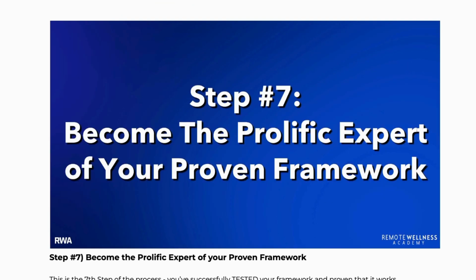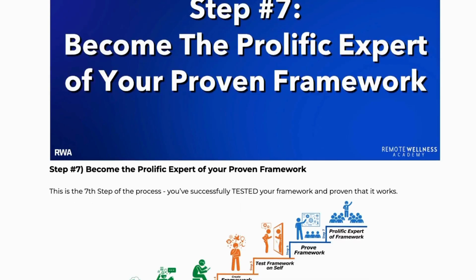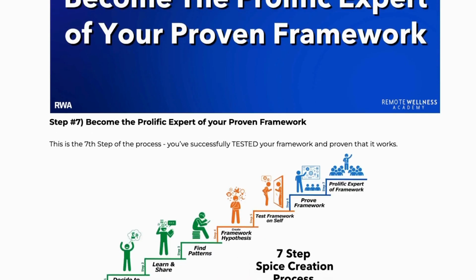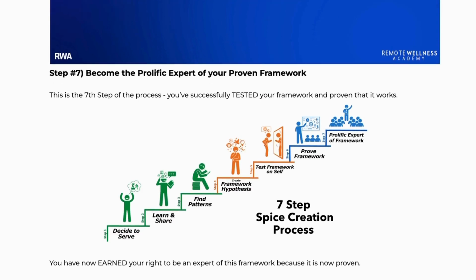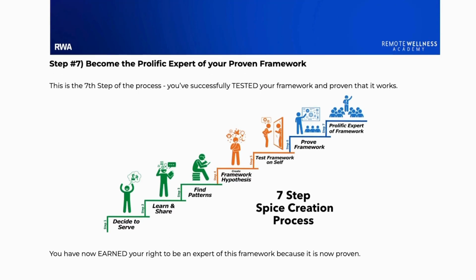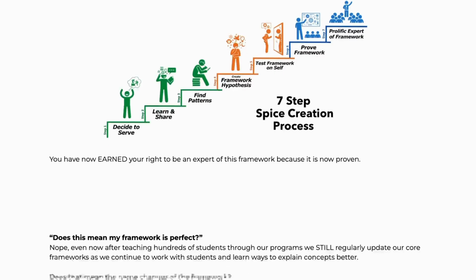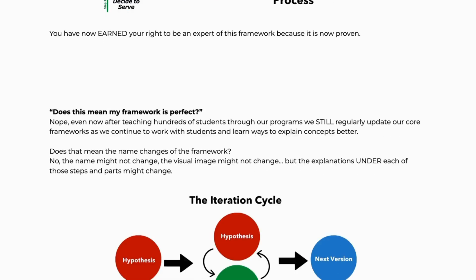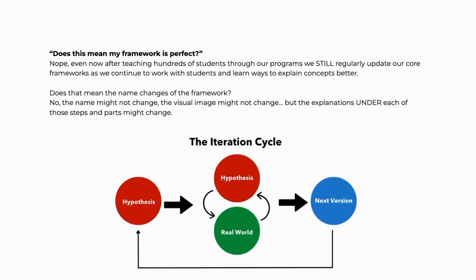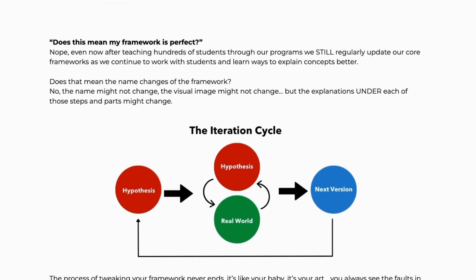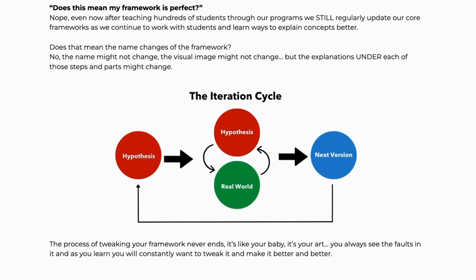All right, step number 7, becoming the prolific expert of your proven framework. So at this point, you've tested your framework. You've proven that your framework actually works. And what that means is that you've actually earned the right to be the expert of your framework because of the fact that it's now proven. Now, does that mean that your framework is perfect? No. Honestly, I have frameworks that I'm still tweaking on a regular basis. We have frameworks that we're always tweaking, and every single time we go through them, we're always making them better and better and better.